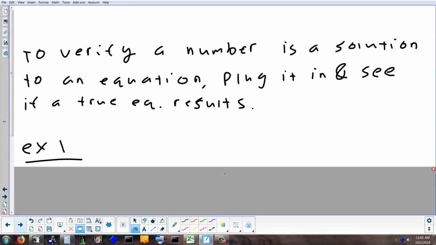All right, so if they ask you to verify that a number is a solution, that means take the number they gave you, or if you found it yourself, take that number, plug it back into the equation, and see if you get a true statement. So to verify a number is a solution, take it, plug it in, see if you get a true statement.